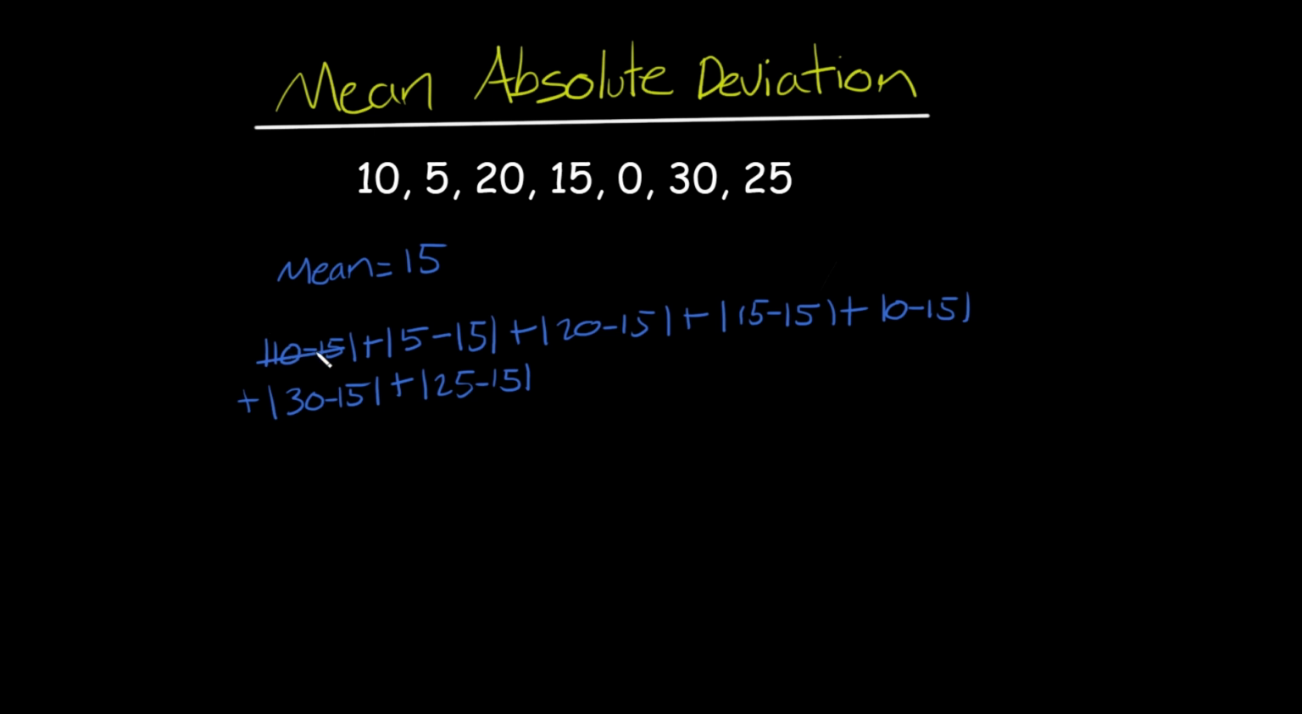So this is going to be 10 minus 15 is negative 5, but remember this is the absolute value, so this is going to be 5. This is going to be 10. This is going to be 5. This is going to be 0. This is going to be 15. This is 15. And this is 10.